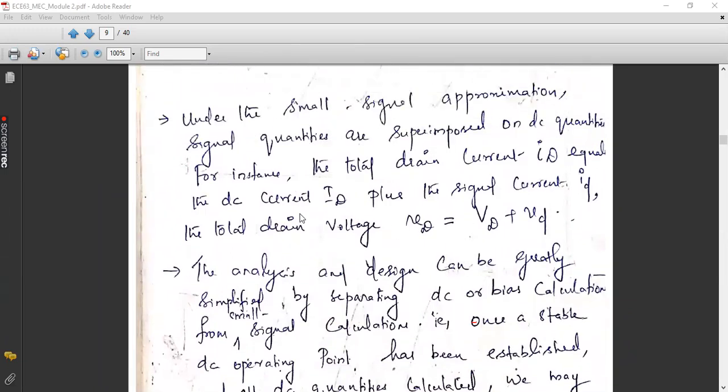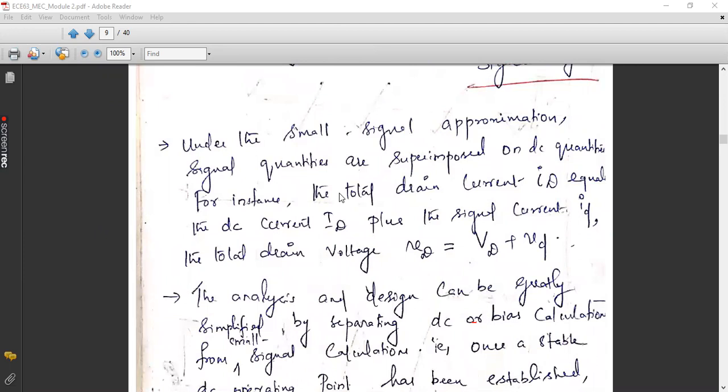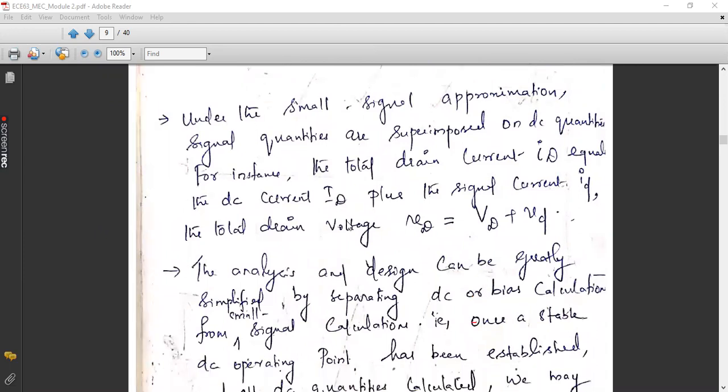Now, but this is really tedious. The combined analysis of DC and AC, when it comes together into one circuit, that will be tedious. So why do you require to separate the DC analysis and the signal analysis? Because we have to make our analysis simpler and bias calculations even simpler.